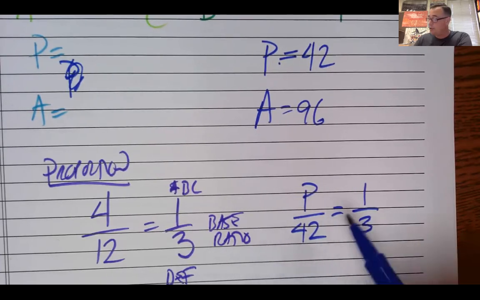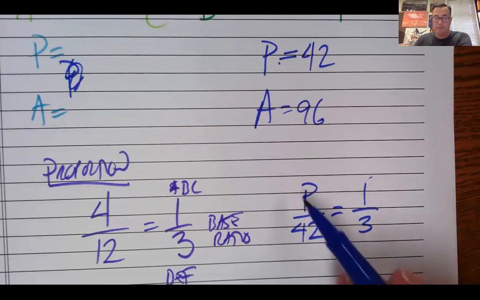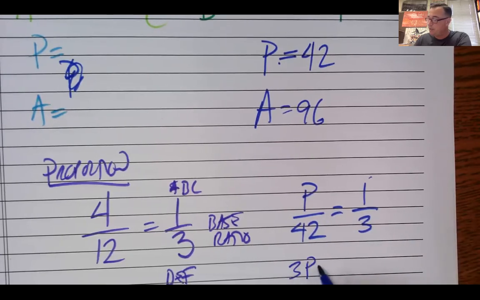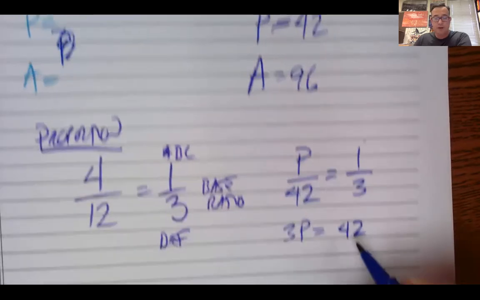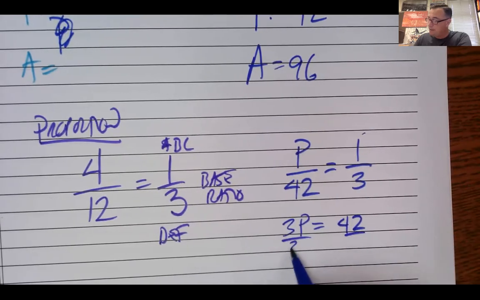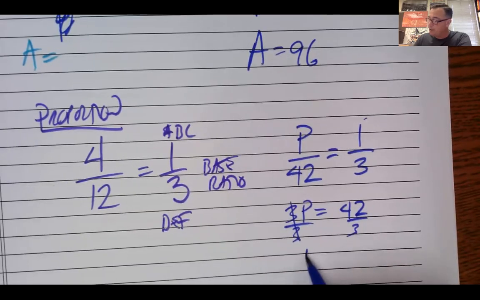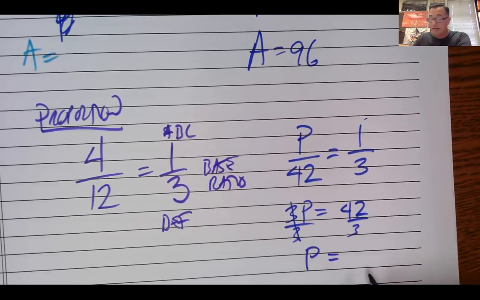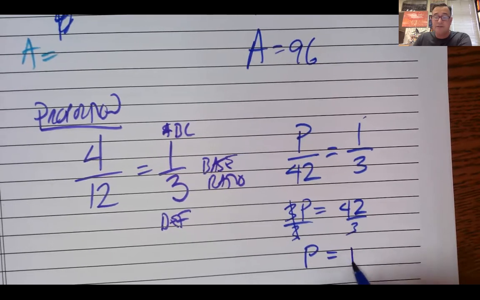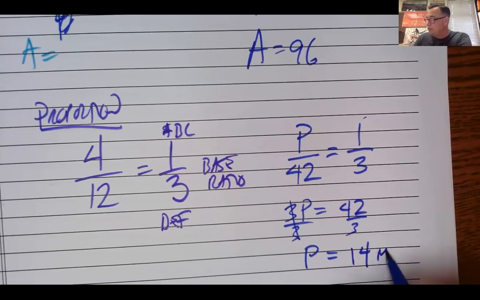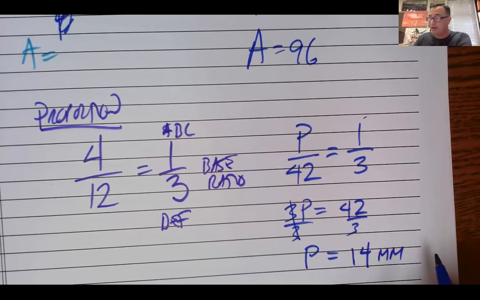Now, all I got to do is cross multiply. 42 times 1 and P times 3. So I'm going to get 3P equals 42. And then if I take both sides and divide them by 3, this will cross out, and I will get that the perimeter of ABC is equal to 42 over 3, which is 14. 14 is our perimeter, and we can do this in millimeters because that's what it said, of our smaller triangle.